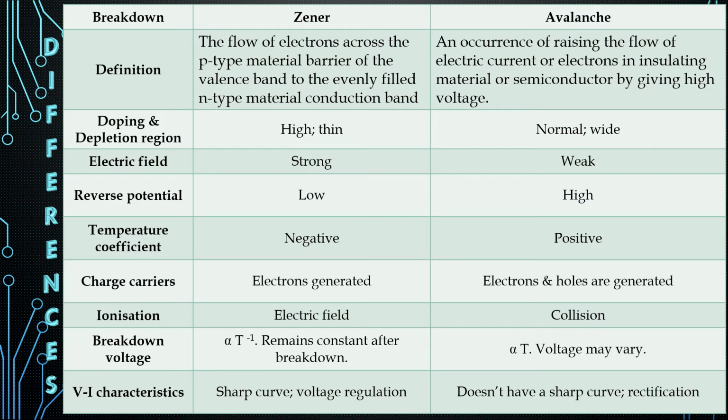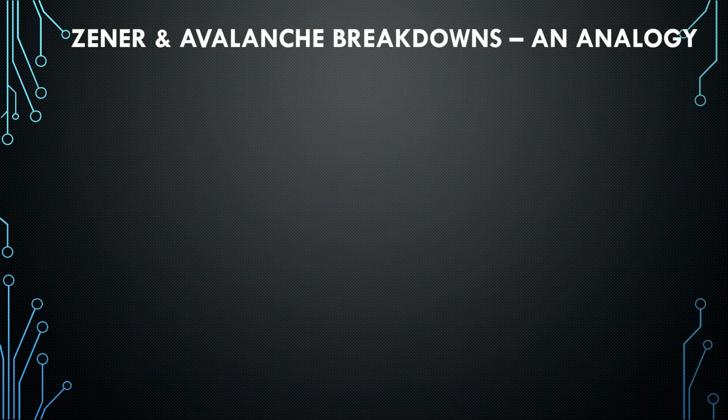Then, the breakdown voltage is inversely related to the temperature for Zener breakdown and it remains constant after the breakdown. While in the case of the avalanche breakdown, the breakdown voltage is directly proportional to temperature and the reverse voltage may vary. The VI characteristics of the Zener breakdown show a sharp curve and are thereby used for voltage regulation, whereas for the avalanche breakdown's IV characteristics, a sharp curve is not obtained and it is useful for rectification purposes.